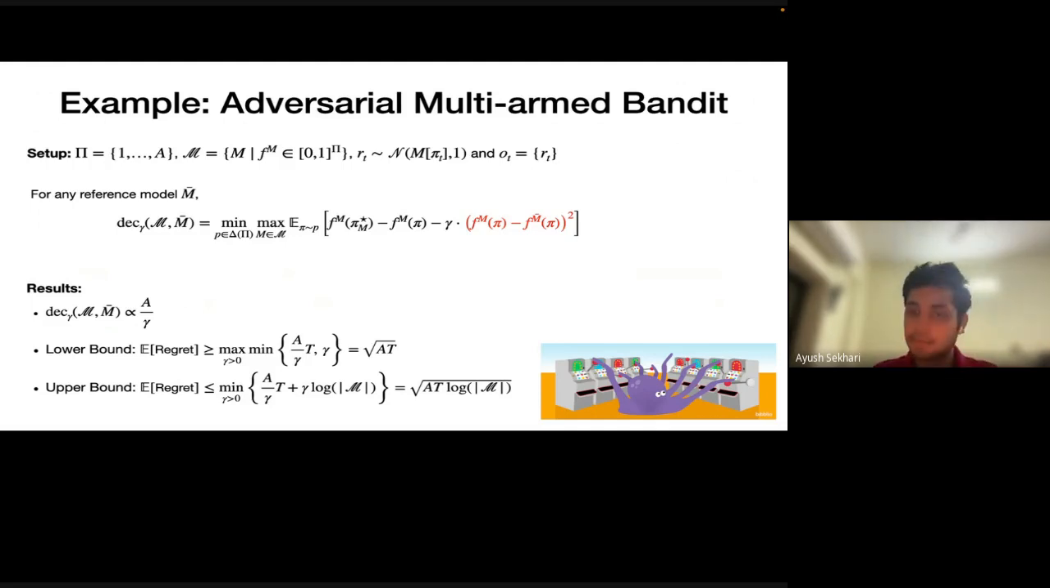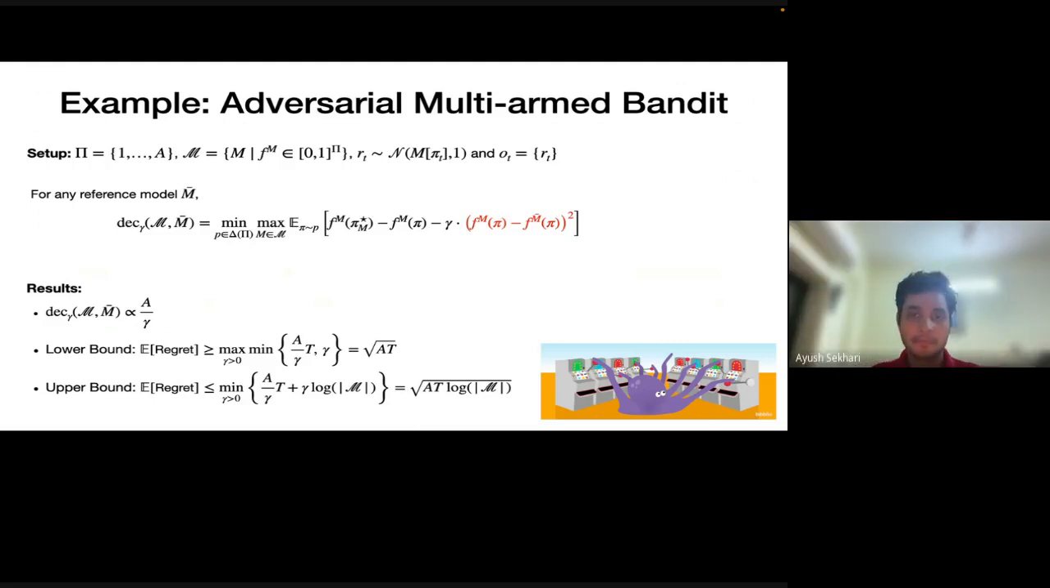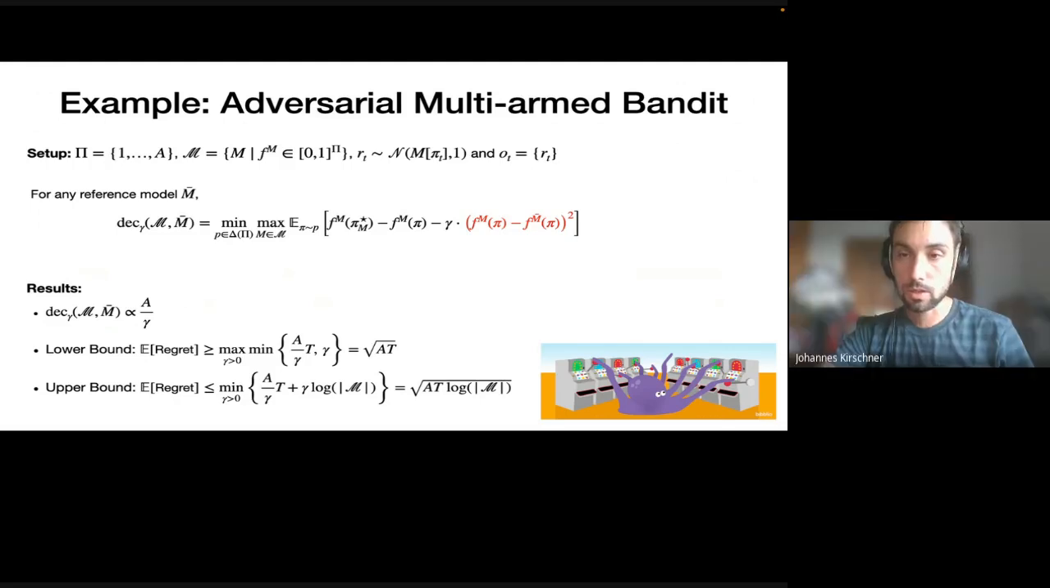Okay, any questions so far before I go into new results? We do have one question in the chat. So the question is by Vanchai, why can we not use the conventional complexity measure like the covering number or the VC dimension? So what's the advantage of using the decision estimation coefficient?